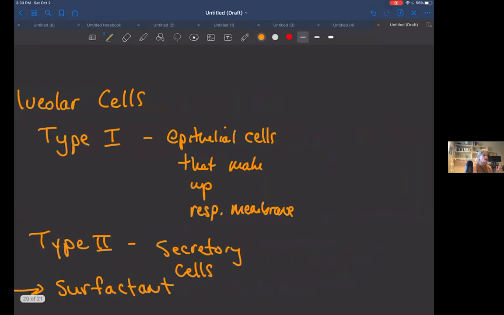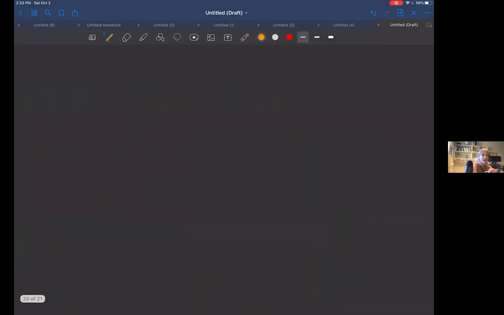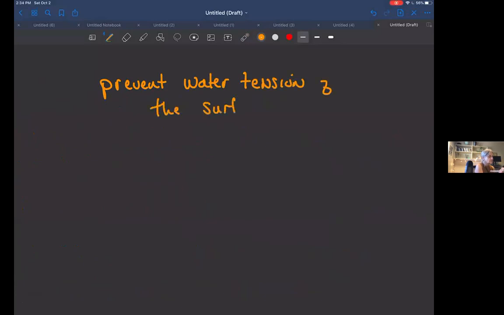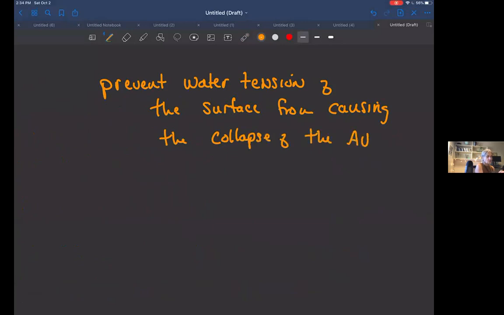Okay, so let's talk about that. The function of the surfactant is it prevents water tension on the surface from causing the collapse of the alveoli.